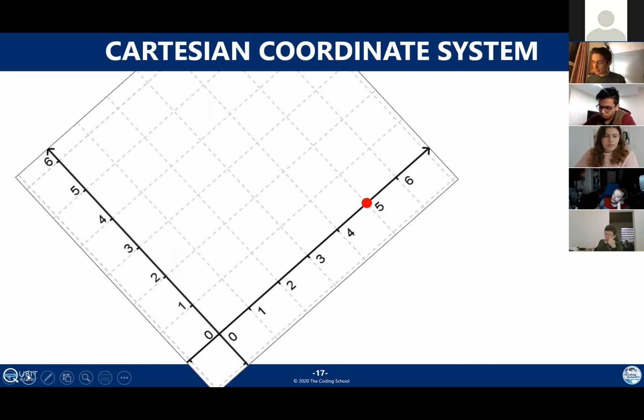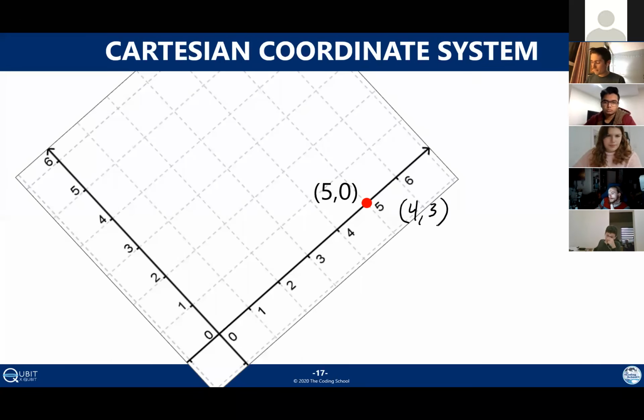In this case, the point would be labeled by 5, 0. Why is that? Well, I go 5 units along the first axis and 0 units along the other axis. So the point is at 5, 0. And this describes the exact same location in space as the previous 4, 3 did. It's just in a different coordinate system. Here we've rotated our whole graph to use a different coordinate system.